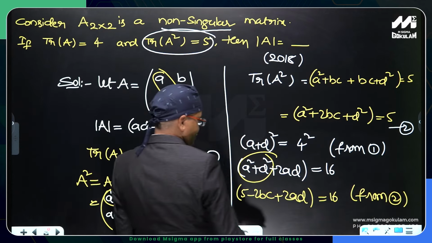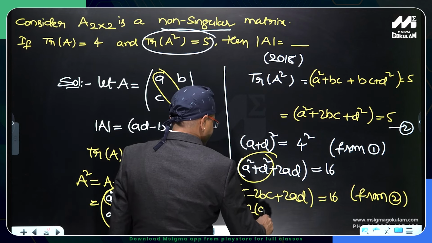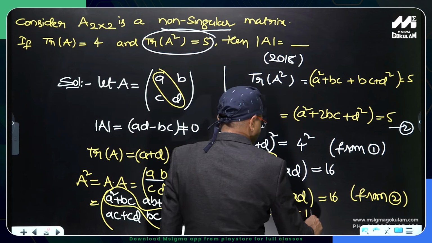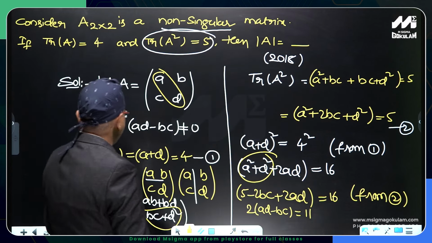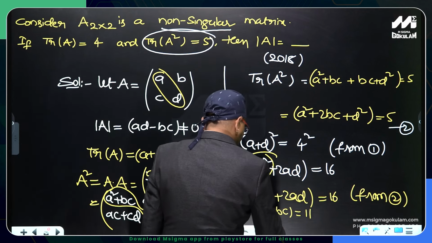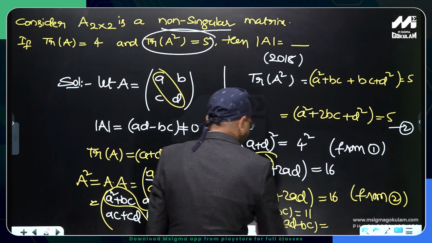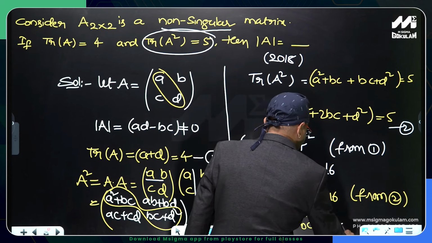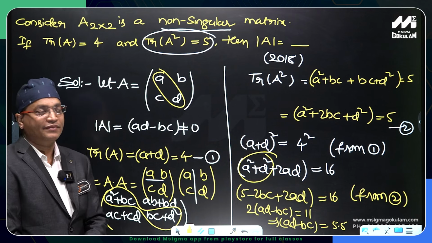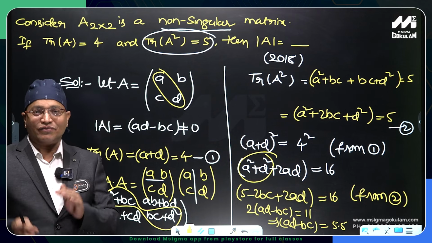Now here 2 into AD minus BC equals 16 minus 5, 11. Actually AD minus BC is our determinant value. So implies AD minus BC value 11 by 2. 11 by 2 means 5.5. So our answer is 5.5. See, 2 by 2 matrix, non-singular, we know.